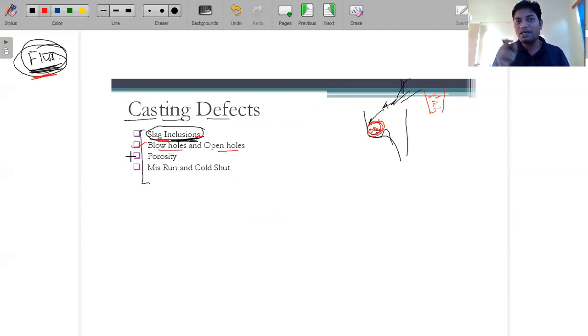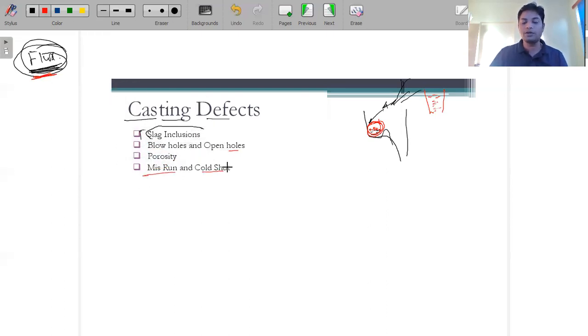But still, if the gas becomes a part of the casting, that will also form a kind of bubble. But this bubble is not of steam, this is of gas or air, we can say. So if this is of gas or air, we call it a porosity. The defect name is changed. If this is formed due to the moisture turning into steam, then we call it blowholes or open holes. But if it is formed due to the entrapment of gas or air, we call it porosity. Okay. Next is the misrun and the cold shut.